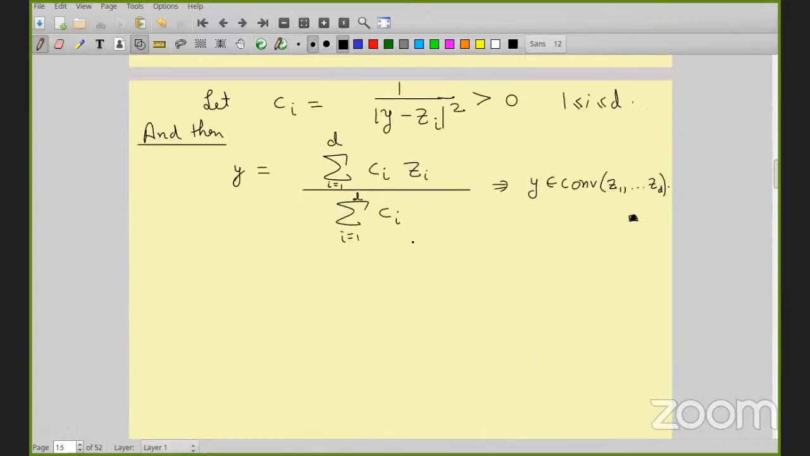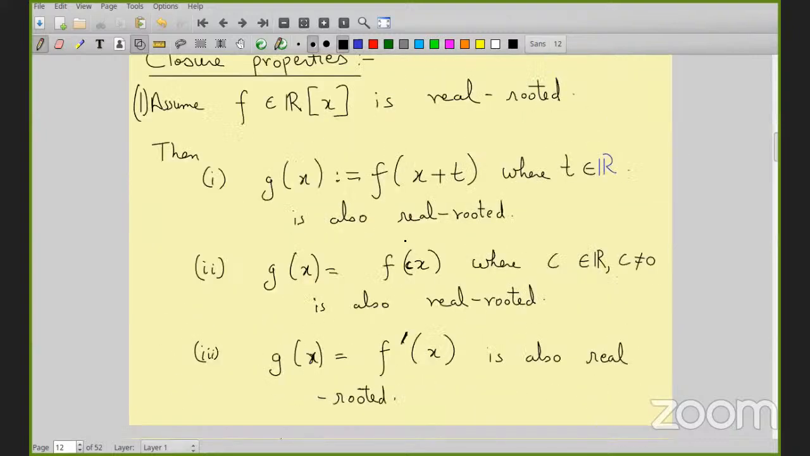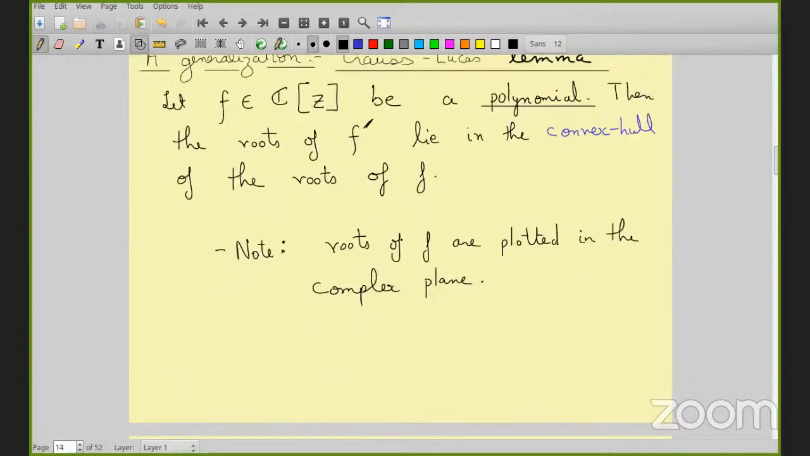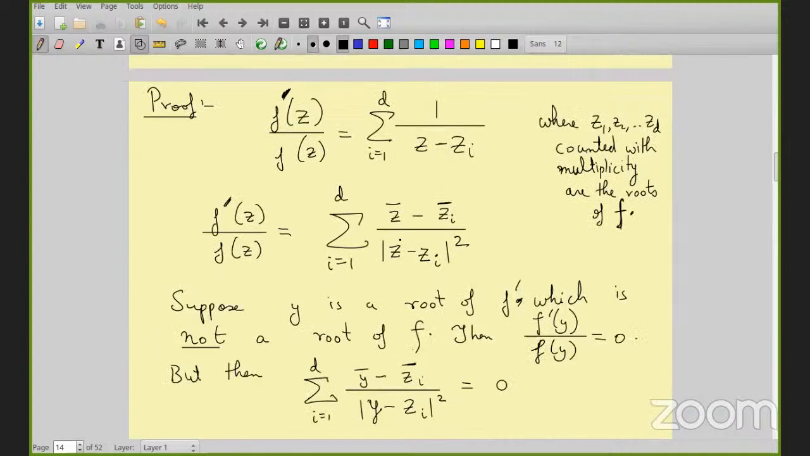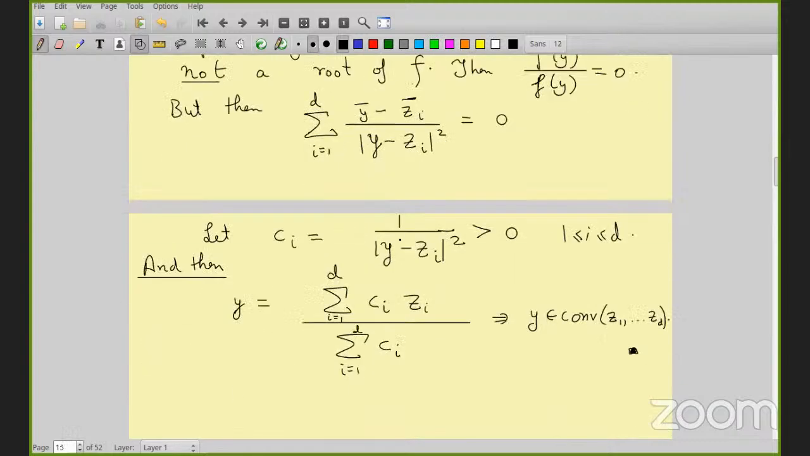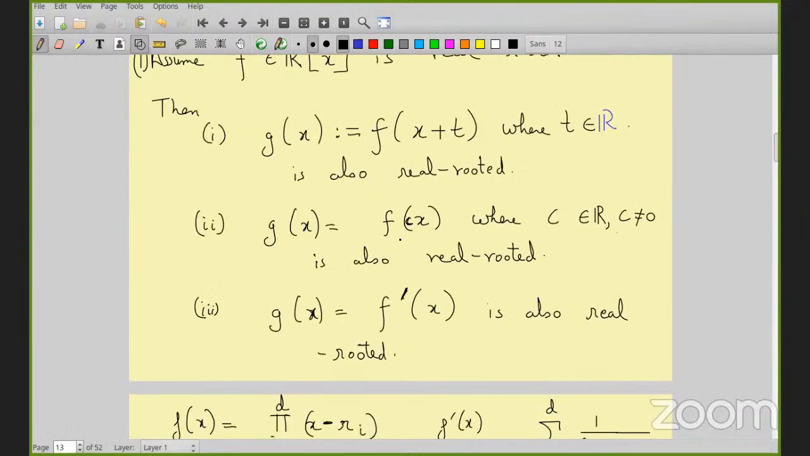Okay. Good. So this is some property. Just to recap, what have we done so far? We understand now that derivatives preserve real rootedness, and also something slightly more: if I take a univariate complex polynomial, then the roots of the derivative of the polynomial lie in the convex hull of the roots of the polynomial. One more thing. What about compositions? Compositions, this again I leave to you. It's easy to show that composition will not preserve the rootedness.